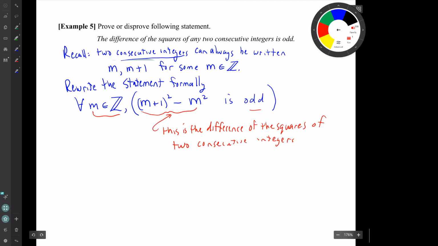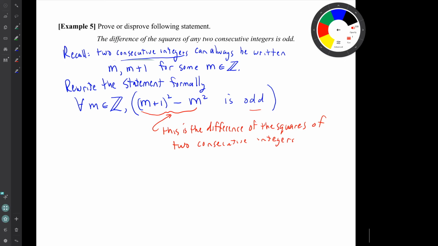So that expression is the difference of the squares of 2 consecutive integers. And the fact that m can be any integer takes care of all possible pairs of consecutive integers. Any pair of consecutive integers can be achieved by choosing the appropriate value of m. So doing this quantifier with a single variable takes care of all pairs of consecutive integers. So that's the formal statement that we need to prove.